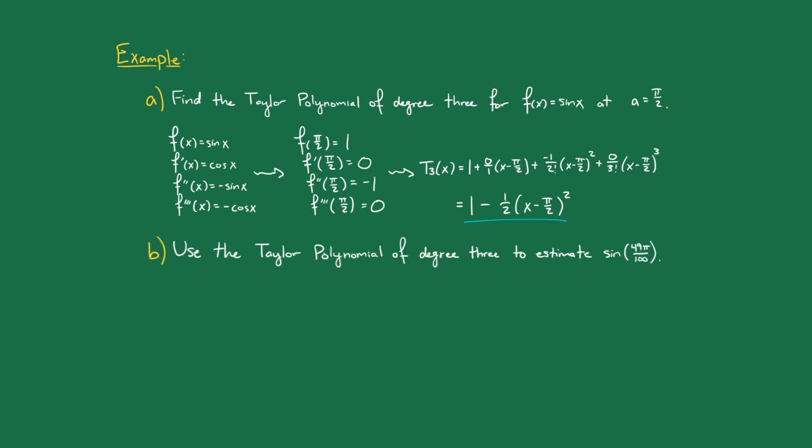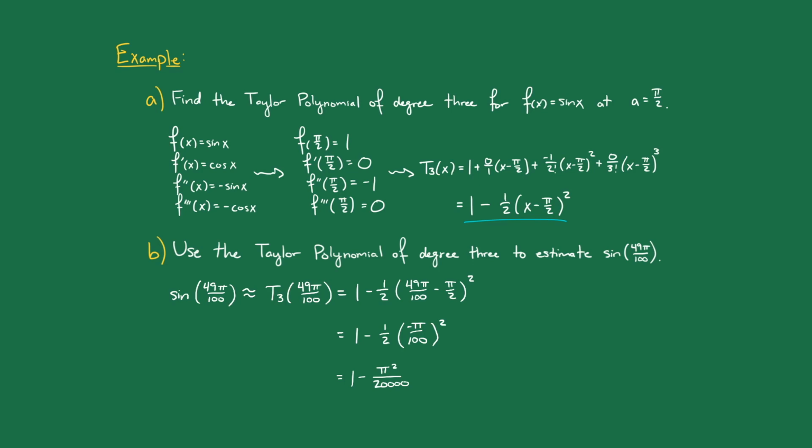So, how do we use the Taylor series to estimate sine of 49 pi over 100? Well, the problem tells us to use the approximation sine of 49 pi over 100 is about equal to T3 of 49 pi over 100, which, if we plug 49 pi over 100 into the polynomial we found in part A, we find that this is about equal to 0.9995. So that is how we will use the Taylor polynomials to approximate functions.